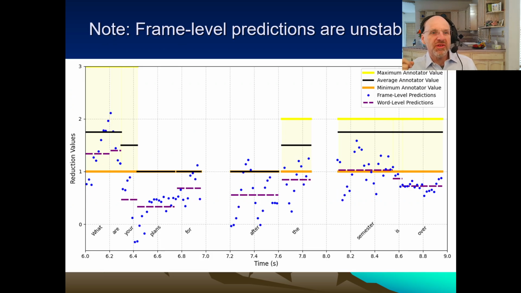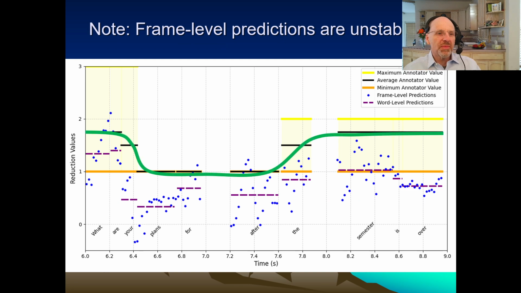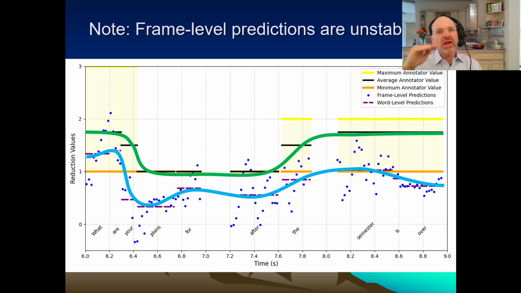Just to stress, the frame level predictions are unstable. So here the black line is the average of human predictions. Human judgments actually vary a lot, but there's the green line for that. And the blue line shows approximately what the model is predicting at the word level. So the word level predictions are decently good. We often have a problem that they're shifted relative to the human judgments. We think this is because humans vary in the baseline degree of reduction that they use, and the model is not sensitive to this. But they do pretty well. However, if you look at the blue dots, the frame level predictions, they're all over the place. So don't use this model for frame level predictions.